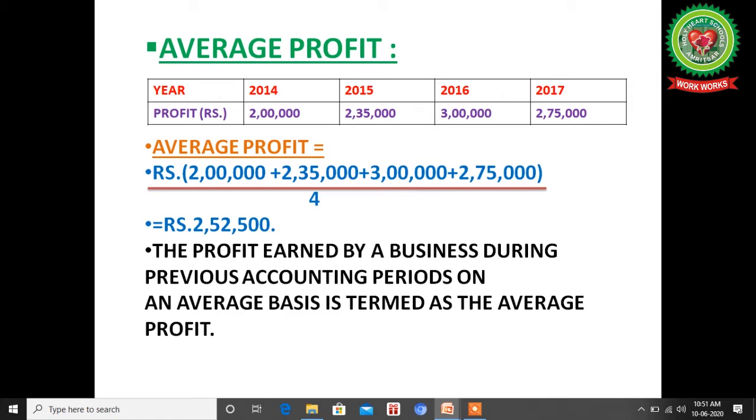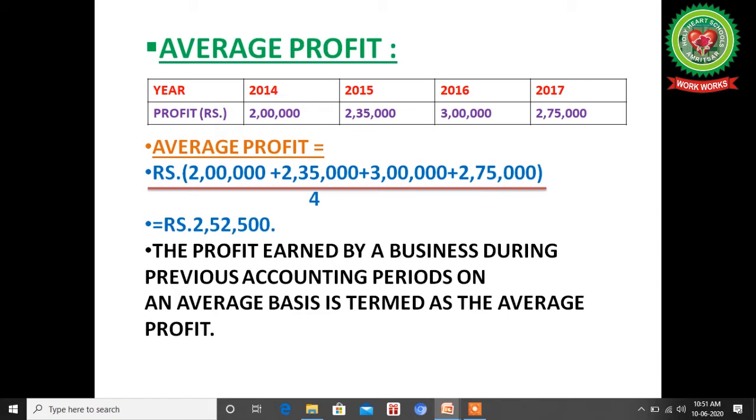Second key term, average profit. See here, how many years are provided to you? Four: 2014, 15, 16 and 17. And profit, in case of 2014, 2 lakh profit, in 2015, 2 lakh 35,000 profit, in 2016, 3 lakh, and in 2017, 2 lakh 75,000.